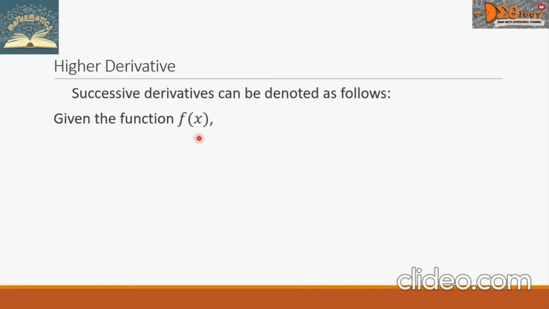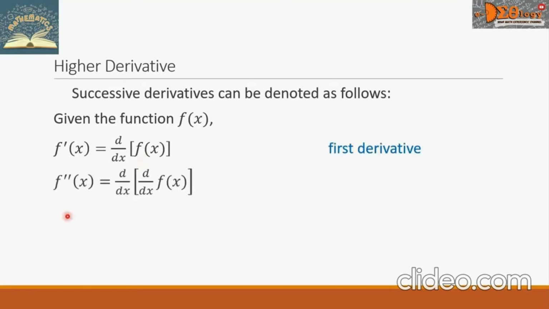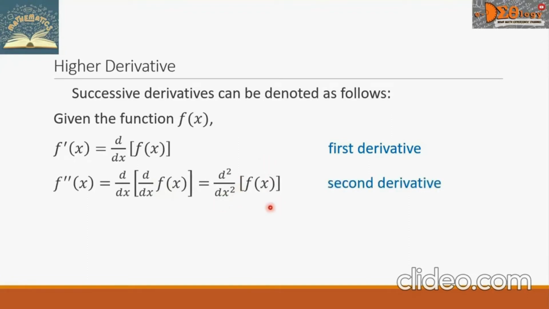Given the function f of x, f prime of x equals d over dx of f of x. This is the first derivative. F double prime of x is equal to d over dx of d over dx of f of x. Simplifying this, we can write d square all over dx square of f of x. And this notation is for the second derivative.